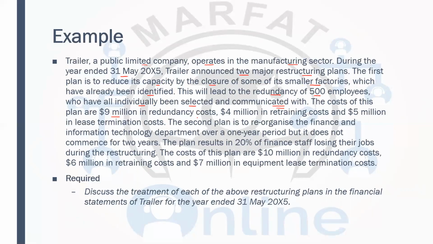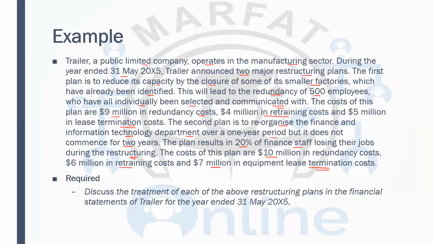The costs of this plan are 9 million in redundancy cost, 4 million in retraining cost, and 5 million in lease termination cost. The second plan is to reorganize the finance and information technology department over a 1-year period, but it does not commence for 2 years. The plan results in 20% of the finance staff losing their jobs during the restructuring. The cost of this plan is 10 million in redundancy cost, 6 million in retraining cost, and 7 million in equipment lease termination cost. So there are two plans. The first plan is the closure of the factories, 500 employees, all being communicated: 9 million is the redundancy cost, 4 million is the retraining cost, 5 million is the lease termination cost. The second plan is to reorganize the finance department, but it is not going to commence for 2 years.